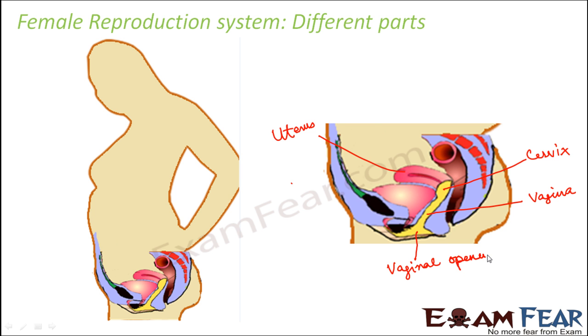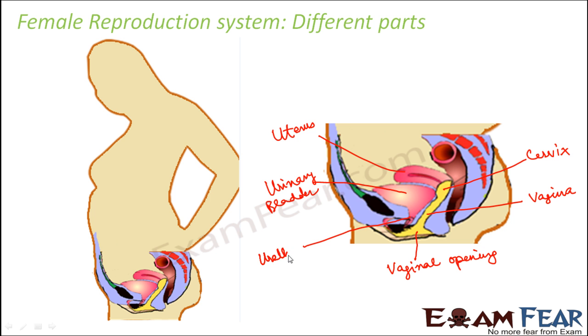This is the view from the side. This is the side view of the female reproductive system. Now this is about the uterus, cervix and vagina. Now what is this structure? This structure is the urinary bladder, which helps to store urine. From the urinary bladder arises the urethra, from which urine comes out of the female's body.